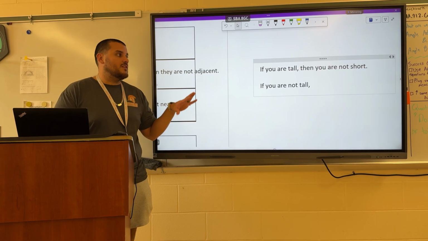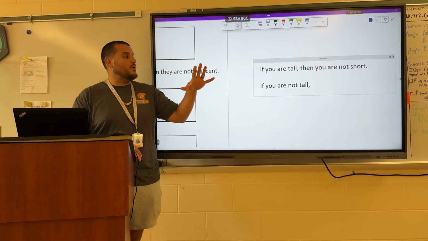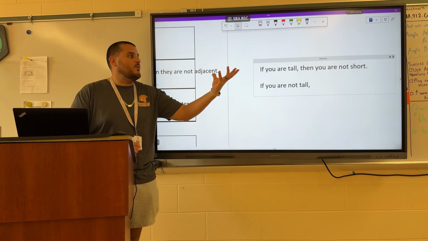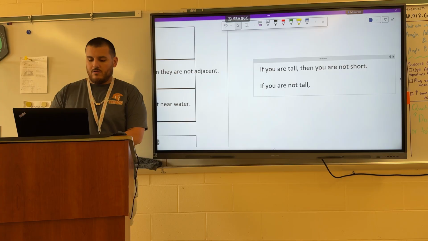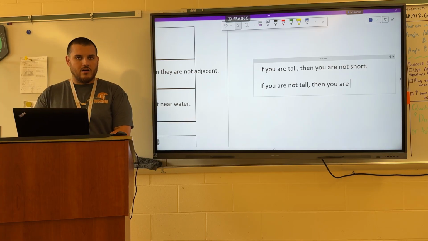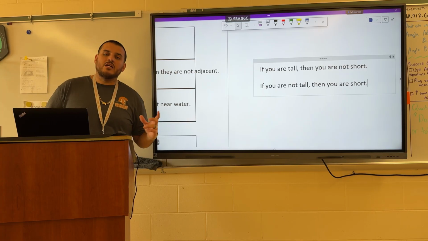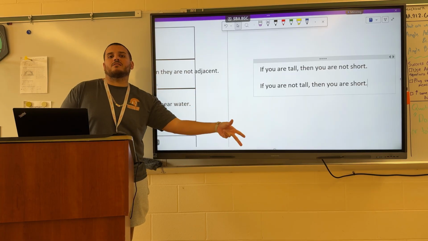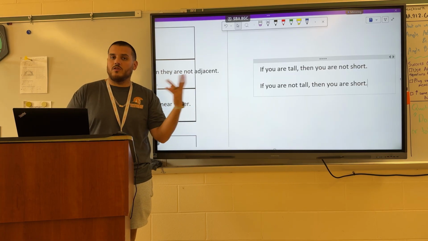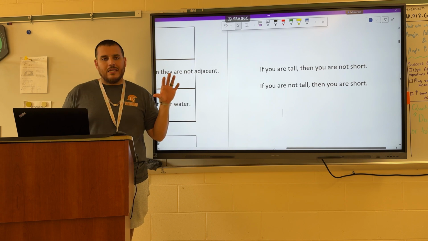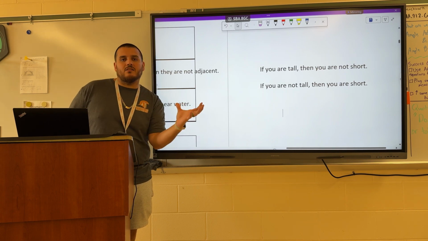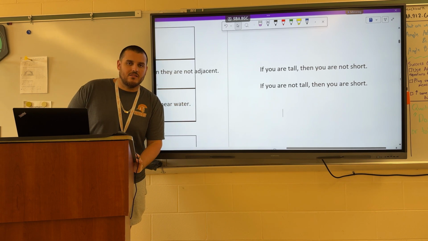Then for the conclusion, it says then you are not short. Well, we want to negate that as well. And to do that, we would be taking away the not of that one. So we would say then you are short. So to write an inverse doesn't mean you're going to have two nots in your statement or have no nots in your statement. You could have one of each. Remember, the key is that you're writing the opposite of what your hypothesis and conclusion says.